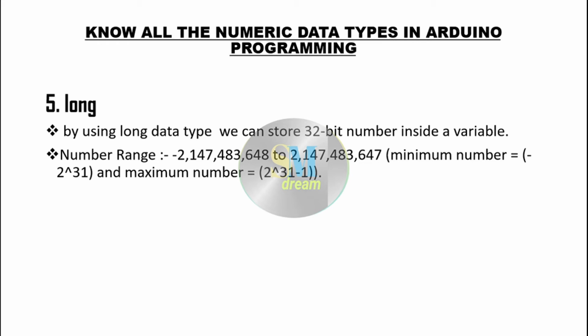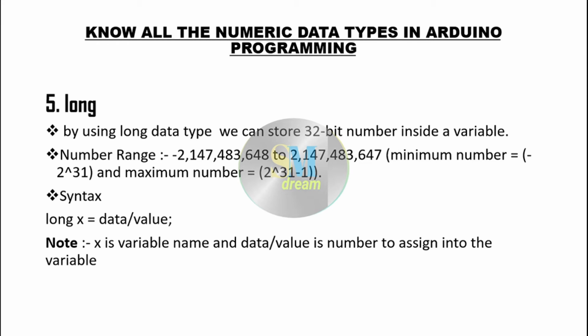And the minimum number is minus 2 to the power 31. I told you one bit is used for the negative sign, so that's why it is 31, not 32. And the maximum number is 2 to the power 31 minus 1. The syntax is very simple. long x equal to data or value, and you can see the example.